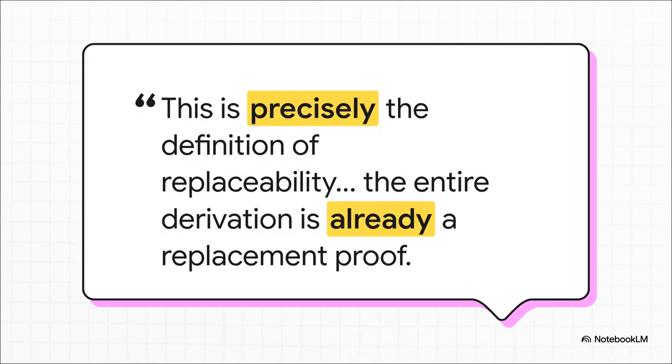And this is the aha moment, straight from the source. For any of those old systems to be considered sound, which just means they don't prove false things, they have to follow a specific logical property. And guess what? That property is the definition of replaceability. So the entire time, every single valid proof they ever created was already a replacement proof. They just didn't have a name for it.